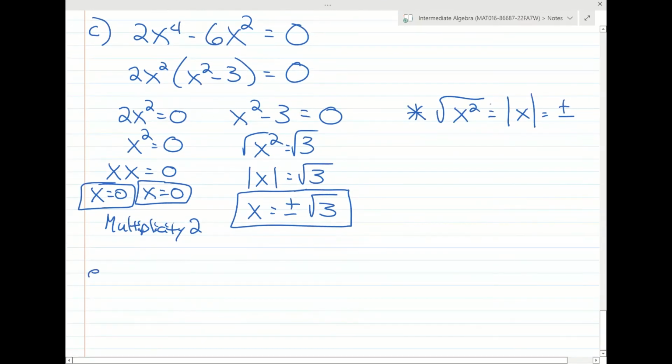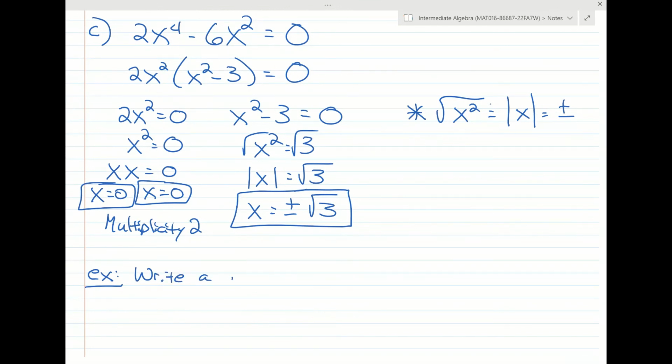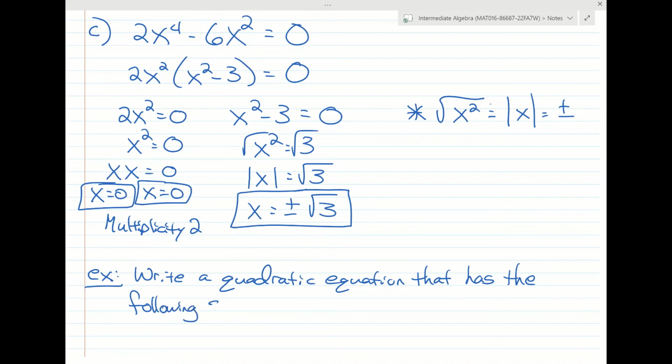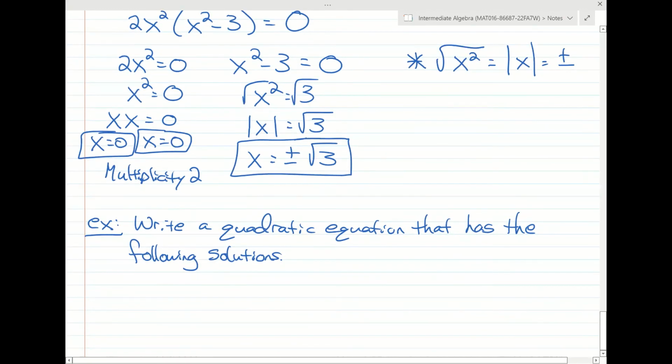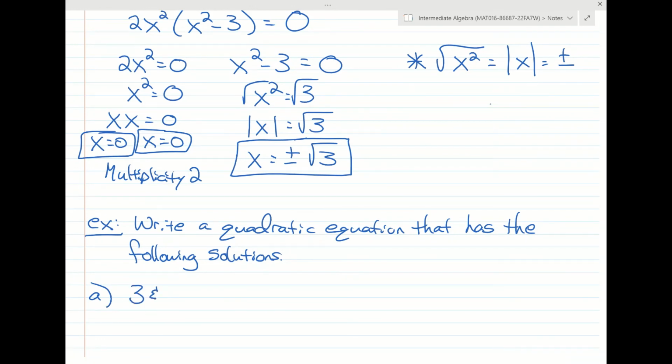All right, and then the last type of example from this section is I'll ask you to write a quadratic equation that has the following solution. So let's say the solutions are 3 and -2.